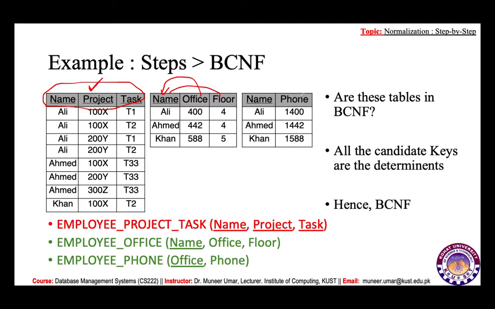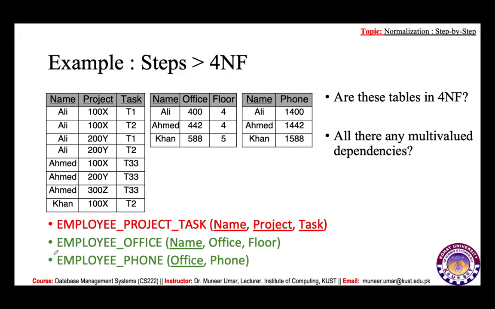Here we have only two attributes. The phone is fully dependent on name, so the candidate key name is also determinant. So these three tables are also in BCNF, Boyce-Codd normal form. So we are not changing these three tables. Next is fourth normal form.